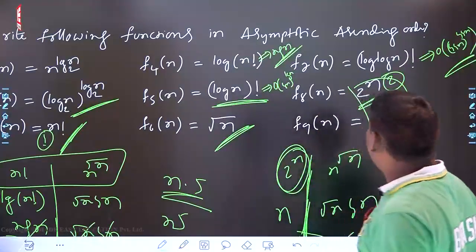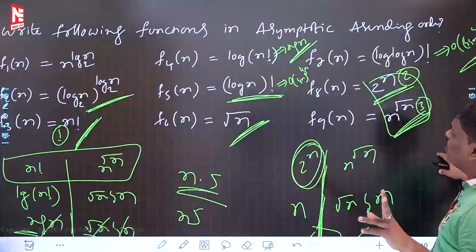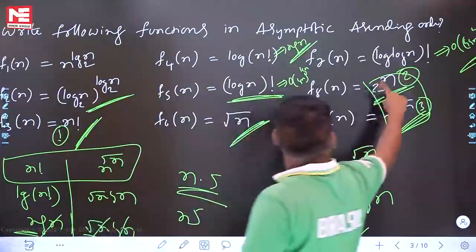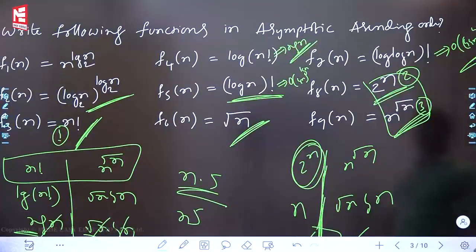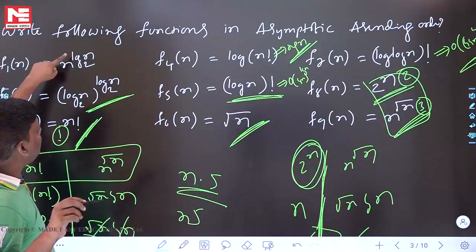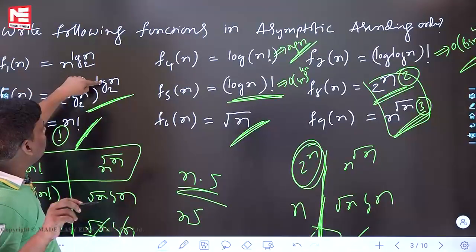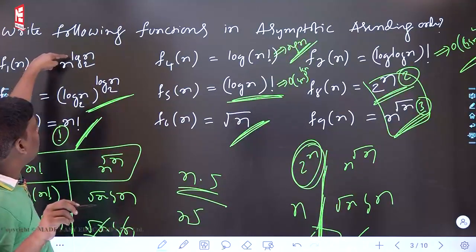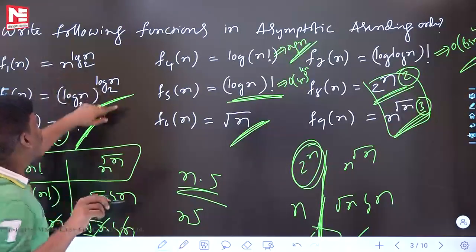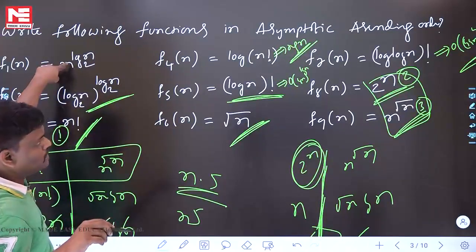Fine, that is okay. Now, one small question. (log n) to the power log n and n to the power log n, who is bigger? n to the power log n, because here n is multiplied log n times, and here log n is multiplied log n times. This may be the next number.